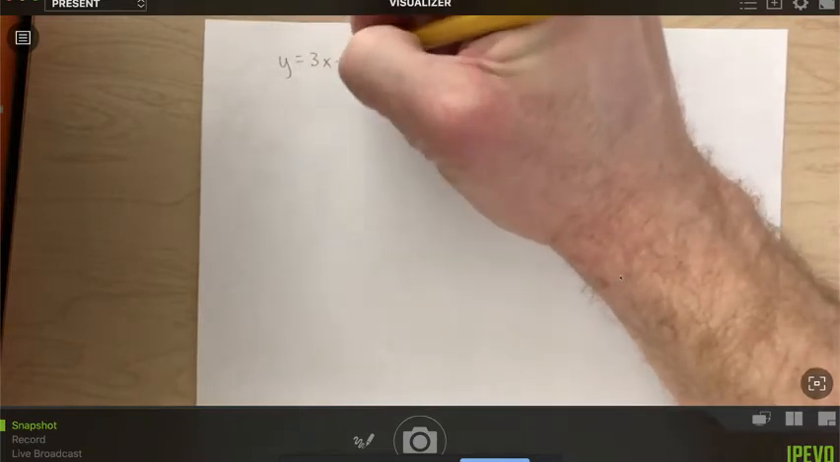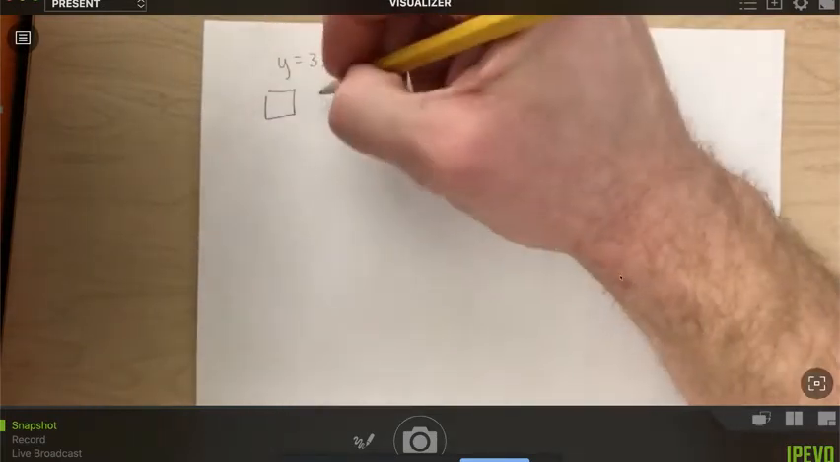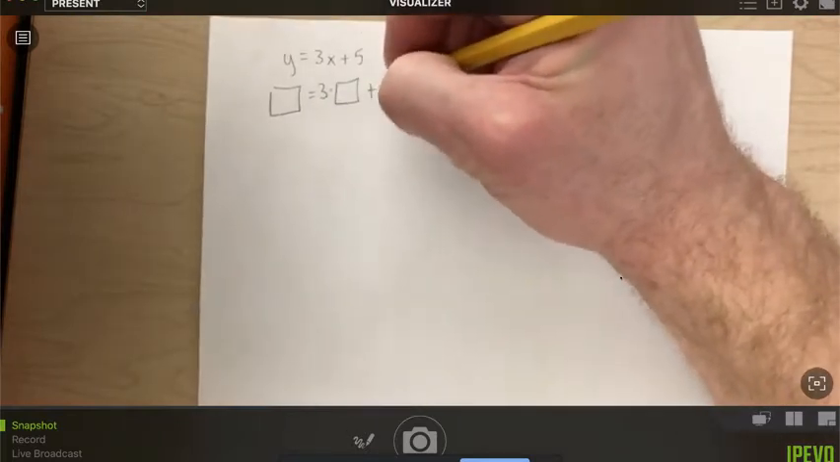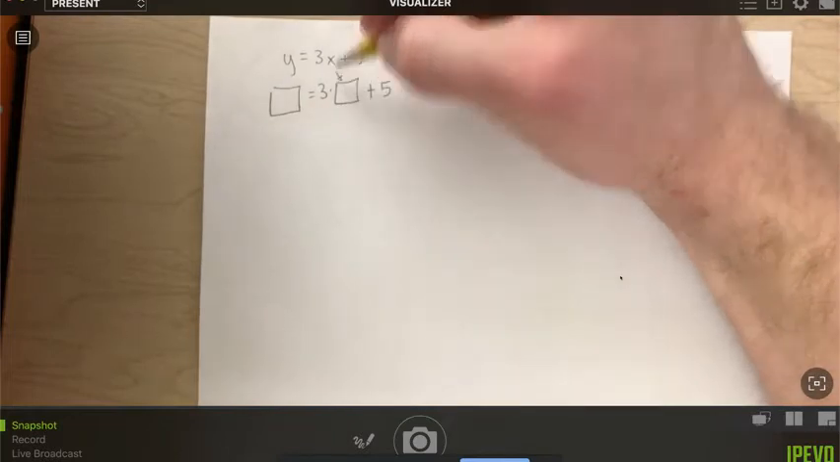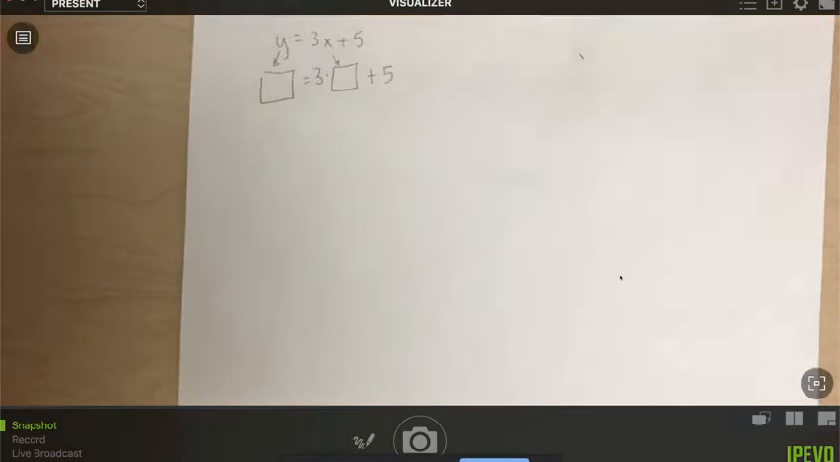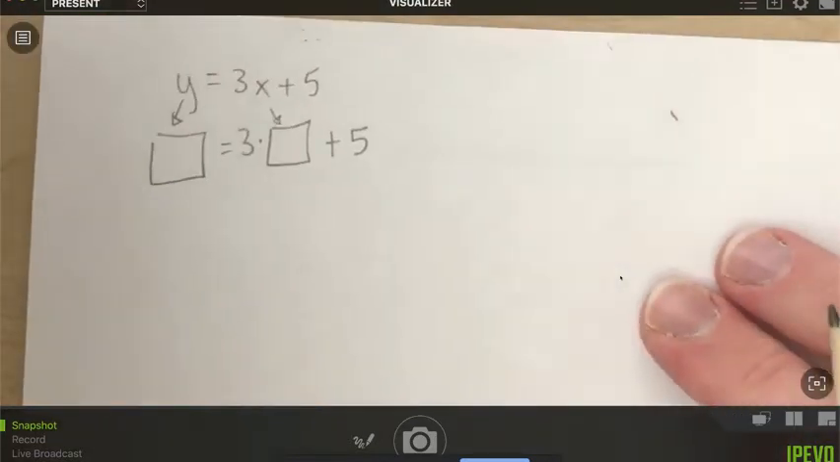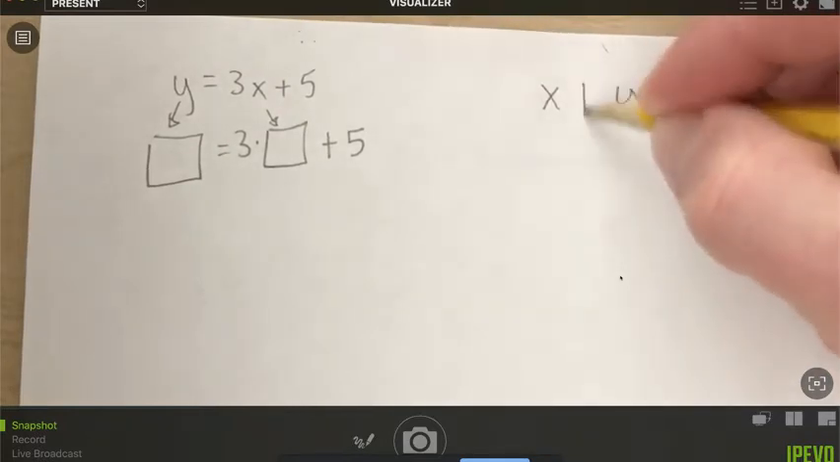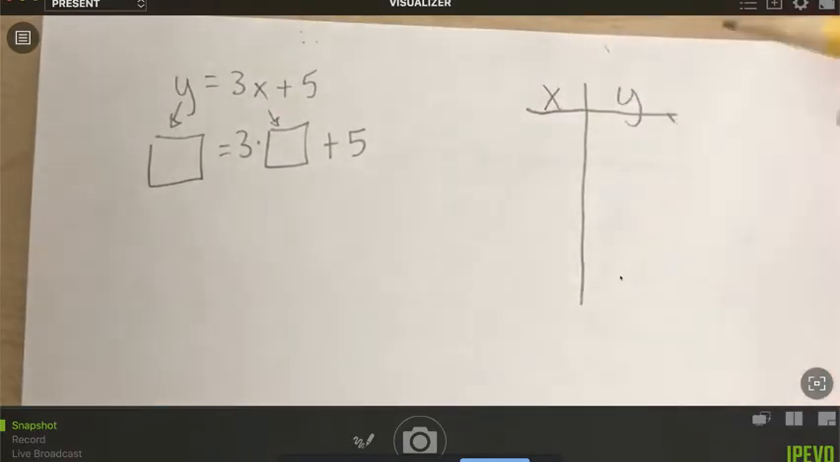5. The question is, what can go in for y? What can go in for x to make these two things true? So if I'll zoom in here, make it easier to see. So I'm just going to kind of create a table here of x and y values that end up working.